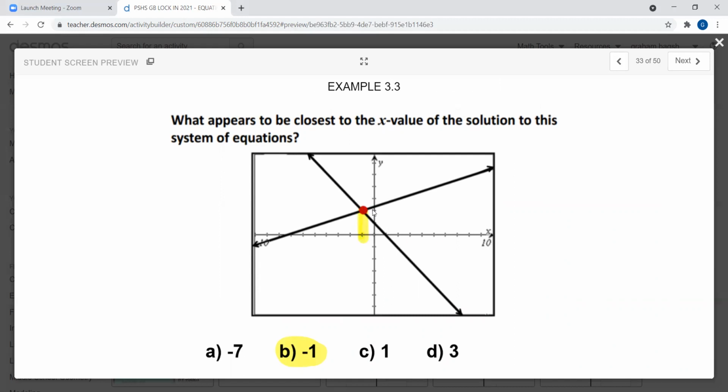So you can see this is the x-axis. So read down to the x-axis. And although there's no scale here, you can see this is 10. So 1, 2, 3. It clearly goes up in ones here. So this would be negative 1.